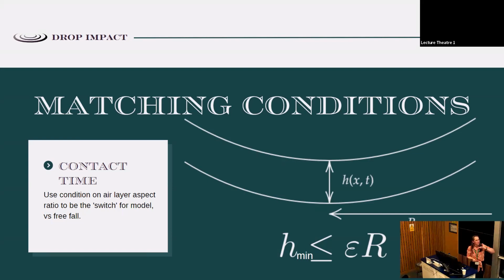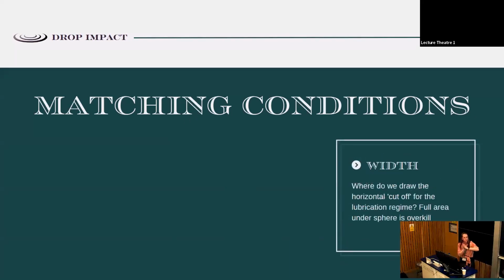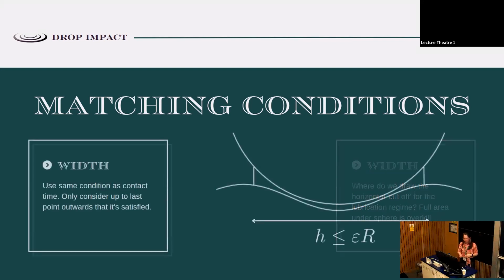So we impose some epsilon such that when the height of the air layer is sufficiently small, we turn on the lubrication approximation. Outside of that, the droplet is just moving as it was, and the free surface doesn't feel the effects of the droplet. Obviously, that can't work under the entire radius though, so where do we put our boundary for our width? I'm actually going to use the same condition for that.